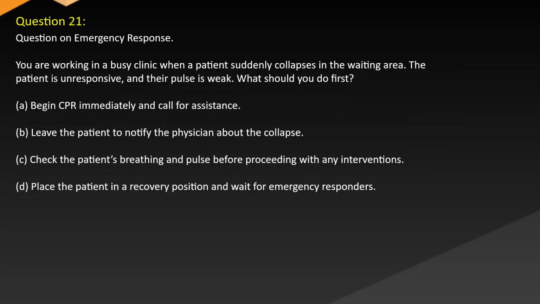Question 21. Question on emergency response. You are working in a busy clinic when a patient suddenly collapses in the waiting area. The patient is unresponsive and their pulse is weak. What should you do first?